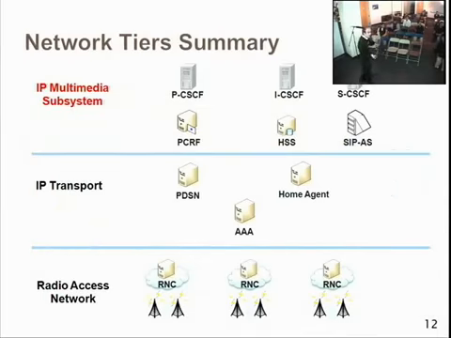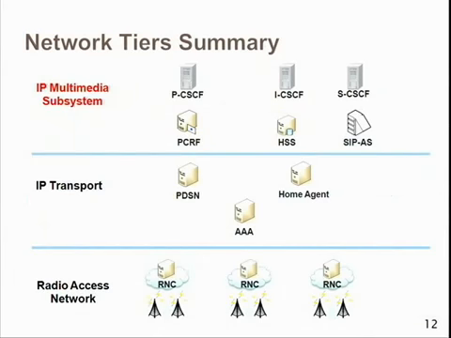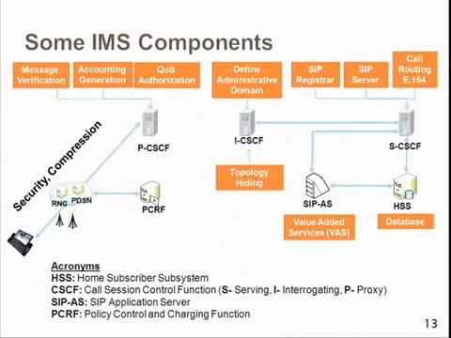Simple. So we talked a little bit about the three network tiers, or the three networks: the radio access network, the IP transport network that included these elements, and now we're going to look a little bit more at the IMS elements that I've been talking about.